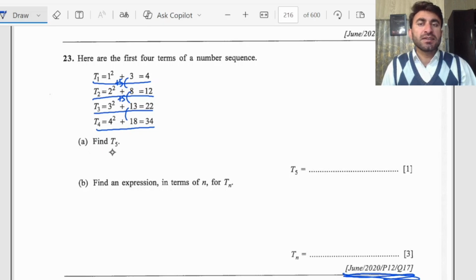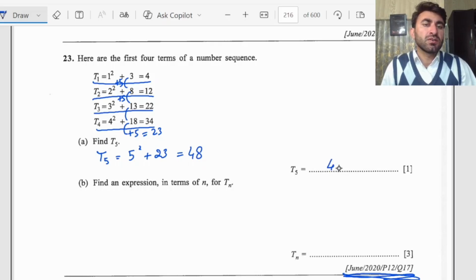In part a, it said find T5. In order to find T5 we will first square the term number, so it will become 5 squared, and then we add a number which will be 5 more than 18, so it will be 23. 5 squared plus 23 becomes 25 plus 23, which equals 48. So T5 is 48.